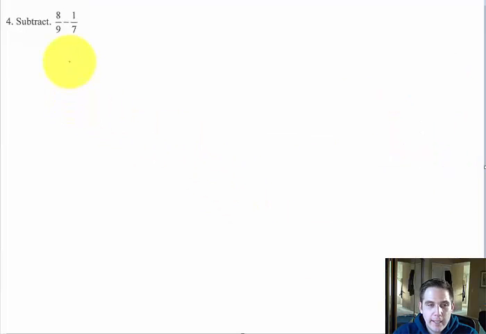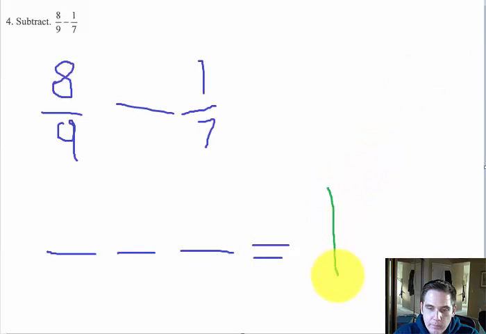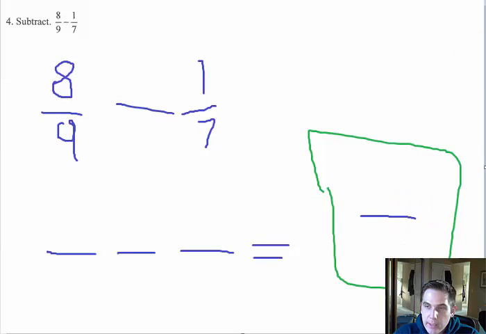Okay, subtracting again, and the denominators are not the same. So we got our 8 over 9 minus 1 over 7. Let's go ahead and write our new fractions because that's what you're always going to have to do with our new answer box over here. And put a fraction there. Alright, so we've got 9 and 7. We're going to multiply them. That's what you're going to do, alright? Because they're not the same, so you always multiply them.